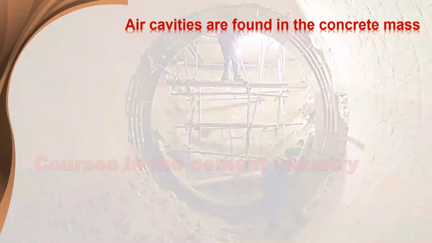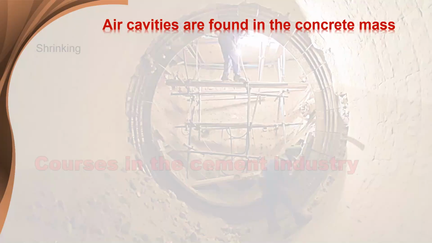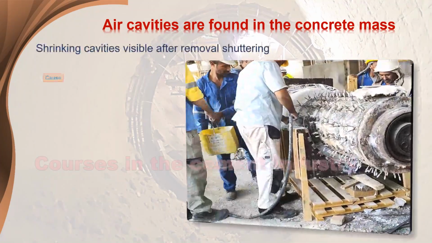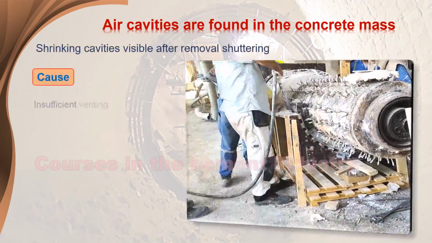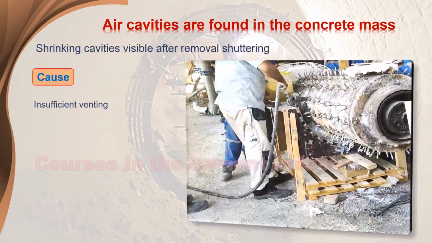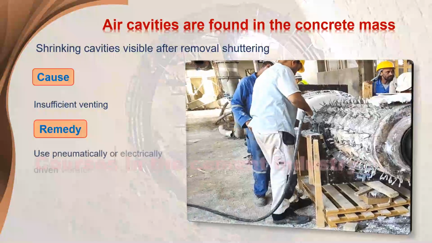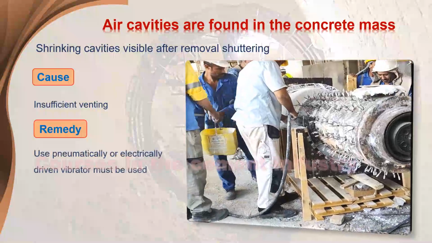Air cavities are found in the concrete mass. Shrinking cavities visible after removal of shuttering. Cause: insufficient venting. Remedy: a pneumatically or electrically driven vibrator must be used.